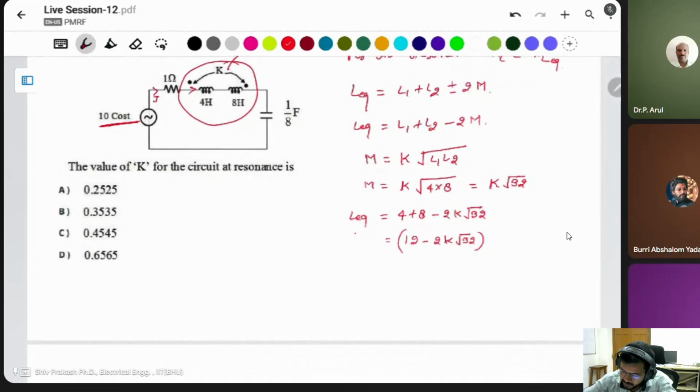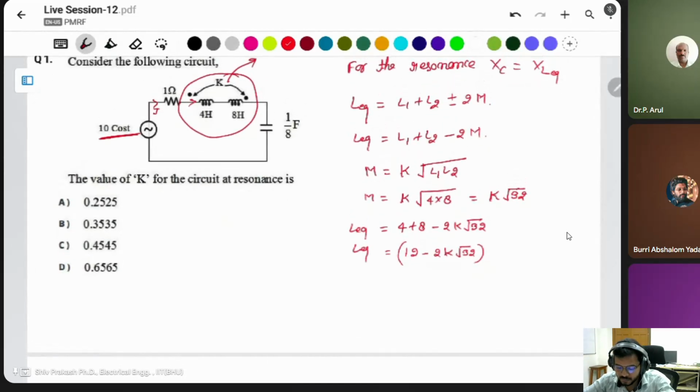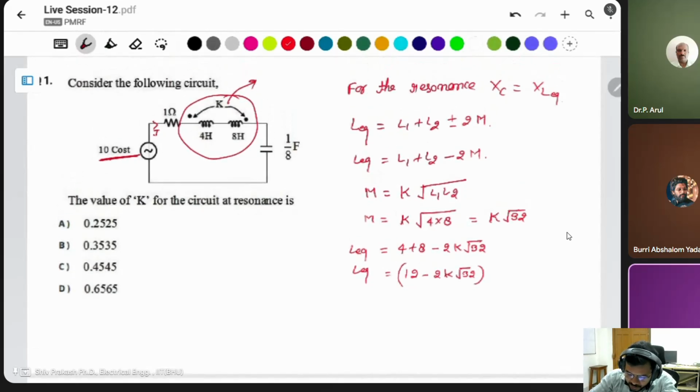Sir, how to identify L1 plus L2 minus 2M? If the dot is given and the current enters from the dot in both inductors, then you take it as positive, because both are additive polarity. Both generate flux in the same direction, so the flux will be added. Flux added means the inductance increases.